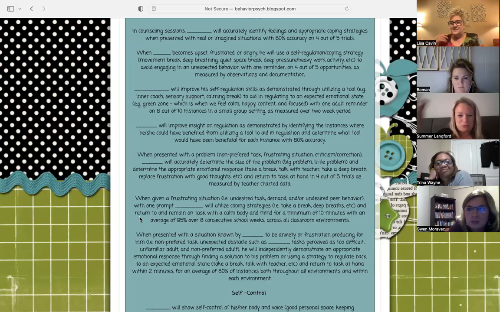I was about to say the same thing, Summer. How do you measure a calm mind? I mean, a calm body is observable, but a calm mind, I'm not so sure. And then usually we just say something like 75% mastery will be at 75%.